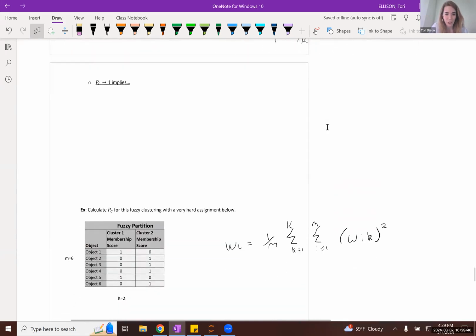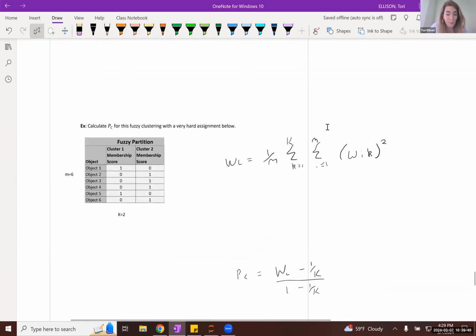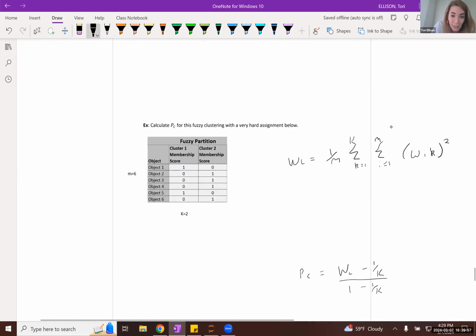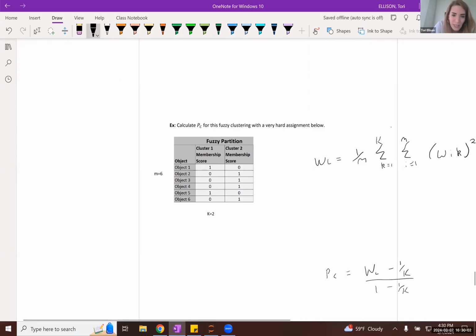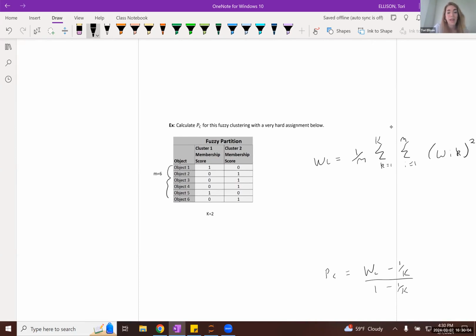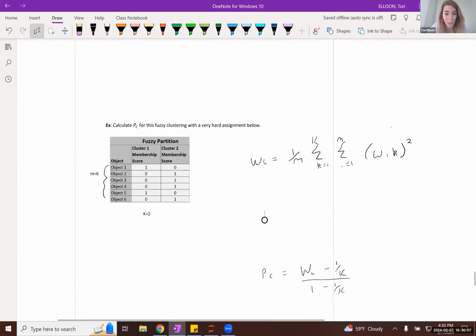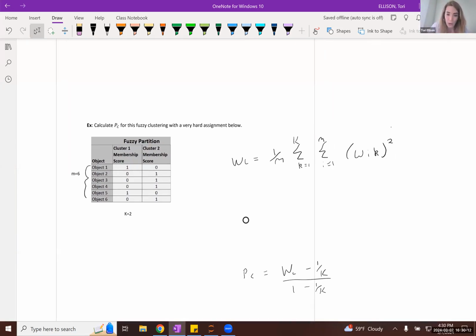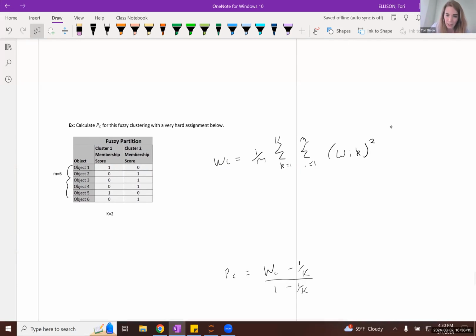All right, and then let's switch gears to this type of fuzzy clustering membership matrix. And so we can see with our eyes that this is a completely hard assignment. So every observation in the data set is assigned to one and only one cluster at 100%. And it has a 0% assignment to all other clusters. So if we were to calculate the normalized Dunn's partitioning coefficient for a matrix such as this, what would we end up getting?